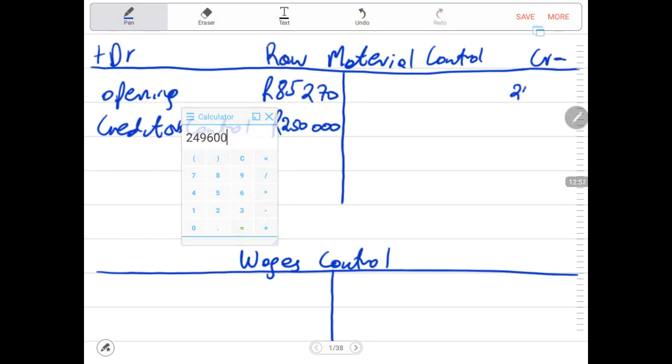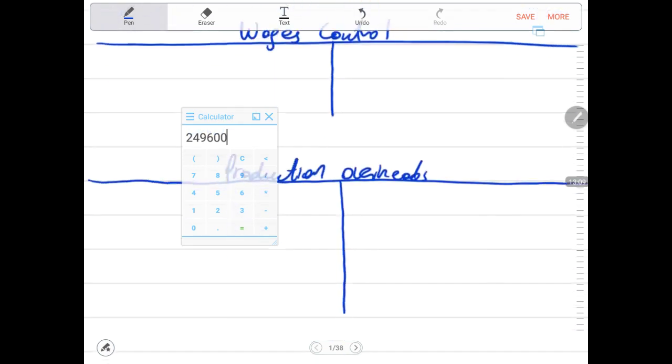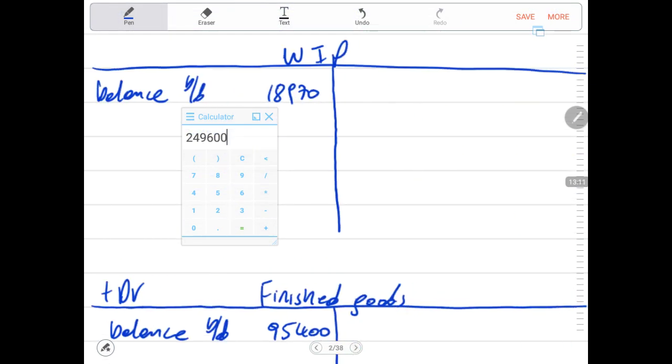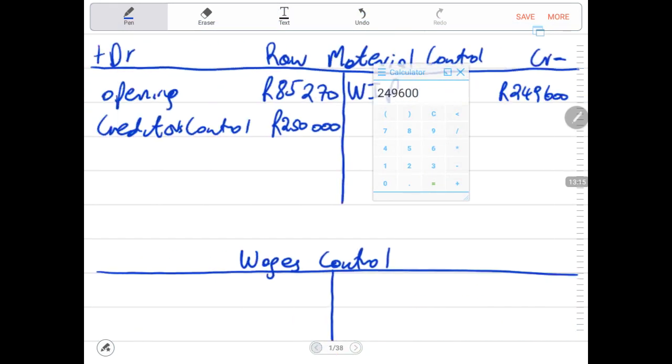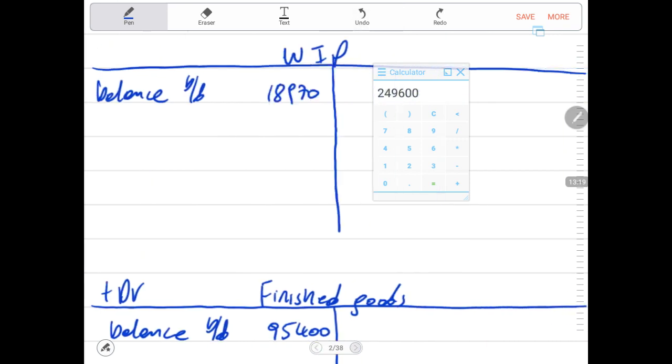So now here we have 249,600, where now our material is decreasing. Why? Because we are transferring it to the work in process department. Remember, work in process department is the production department. And once again, for every credit entry, there should be a debit entry.